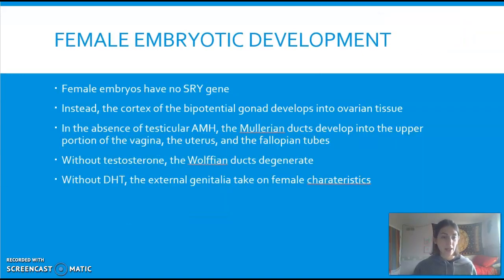Lastly, we have the female embryonic development. Female embryos have no SRY gene. Instead, the cortex of the bipotential gonad develops into ovarian tissue. In the absence of testicular AMH, the Müllerian ducts develop into the upper portion of the vagina, uterus, and fallopian tubes. Without testosterone, the Wolffian ducts degenerate. And without DHT, the external genitalia take on female characteristics.